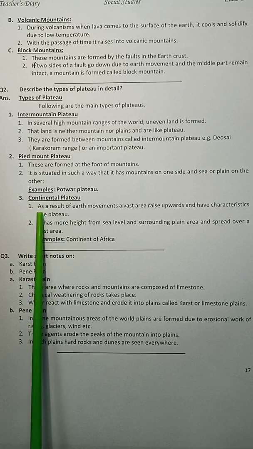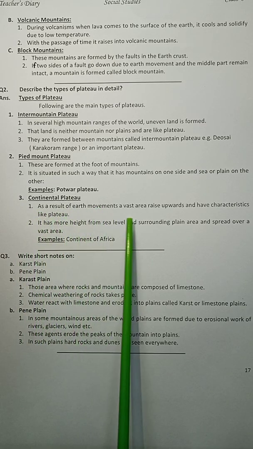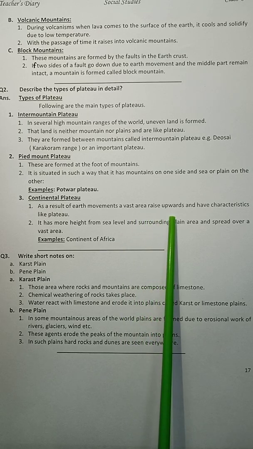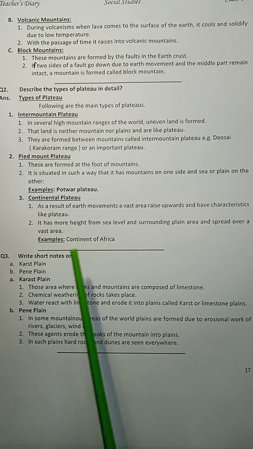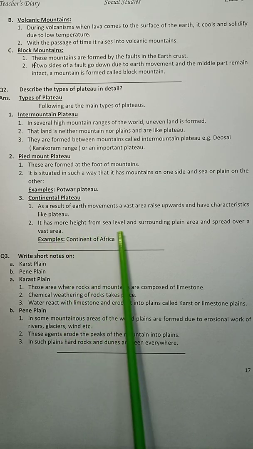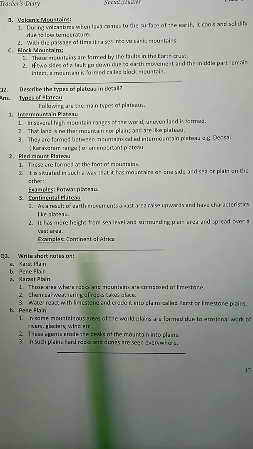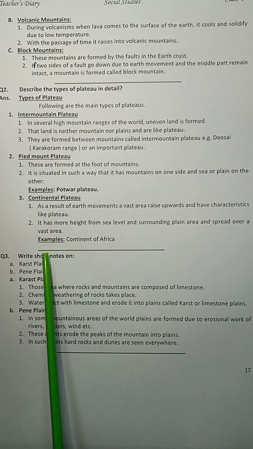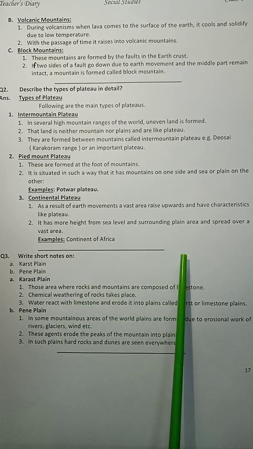The third heading is Continental Plateau. Point number 1 is as a result of earth movements, a vast area rises upward and has characteristics like a plateau. Point number 2, it has more height from sea level and the surrounding plain area and is spread over a vast area. The example is the continent of Africa. Now give the finishing line.